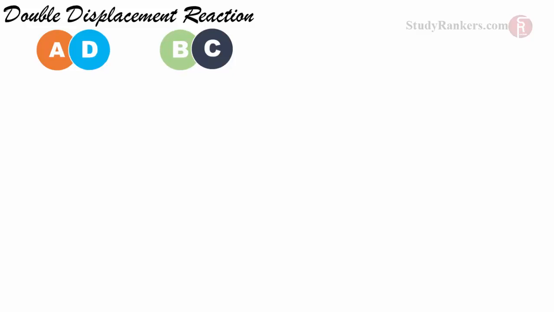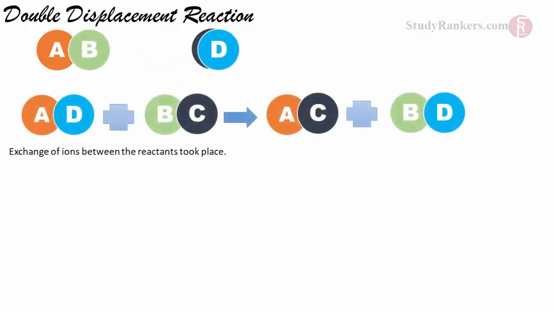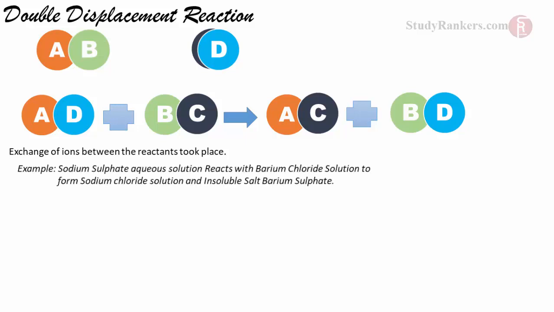The displacement takes place twice in double displacement reaction. Exchange of ions between the reactants takes place. Sodium sulfate aqueous solution reacts with barium chloride solution, forming sodium chloride solution and insoluble salt barium sulfate. Here is the equation for the reaction.